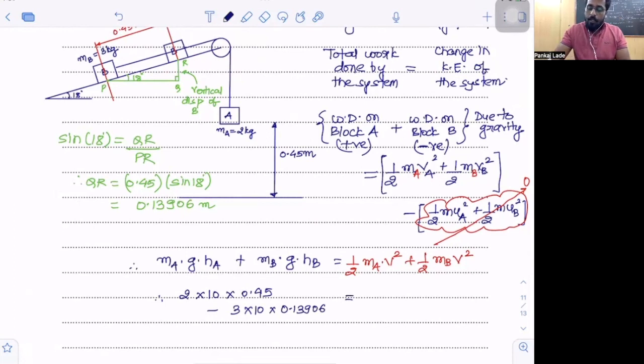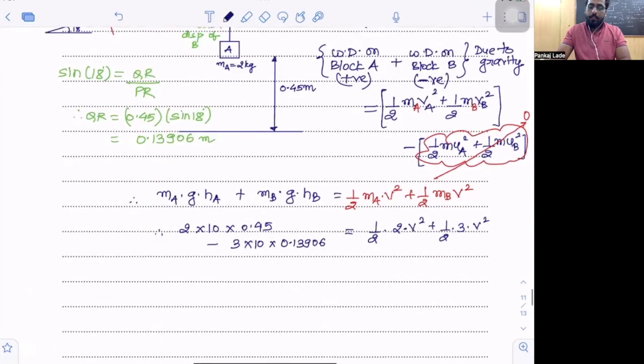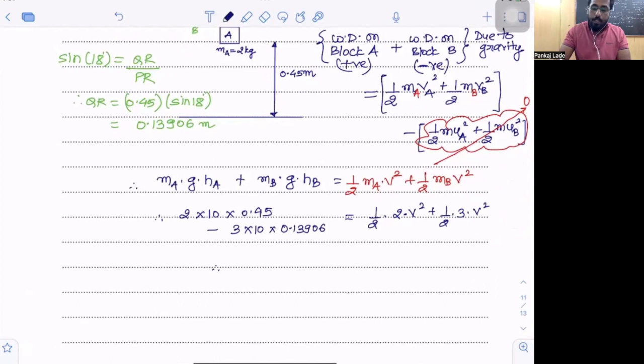This is equal to half of mass of A. Mass of A is how much? It was 2. So 1 upon 2 into 2 V square plus 1 upon 2 into 3 into again V square. So from here, I'm going to get the value of V square. So that's 2 into 10 into 0.45 minus 3 into 10 into 0.13906. That is some value, 4.8282.